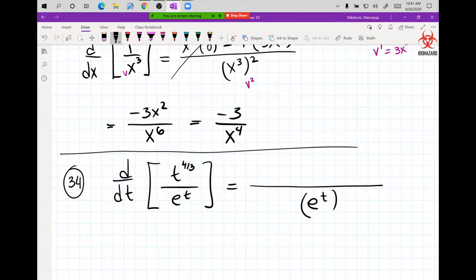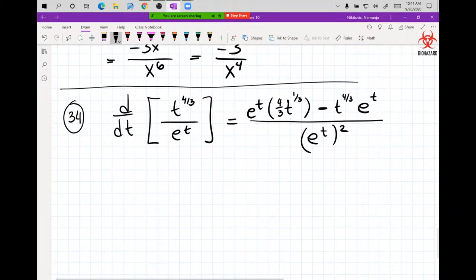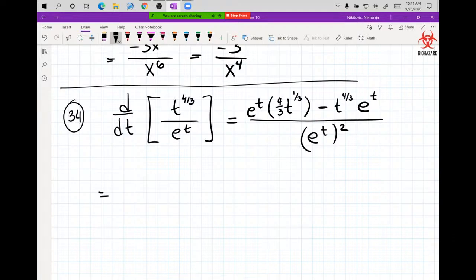So e to the t squared, copy e to the t, and then take the derivative of the top. So drops down the exponent, t, and then minus 1. Minus, copy the numerator, and derivative of the bottom is just e to the t. So now, you are done with the quotient rule. That's your quotient rule. The rest is algebra, making sure this is simplified as far as possible so that you can later on easily set it equal to 0, get critical points, and all the other stuff that we need to.